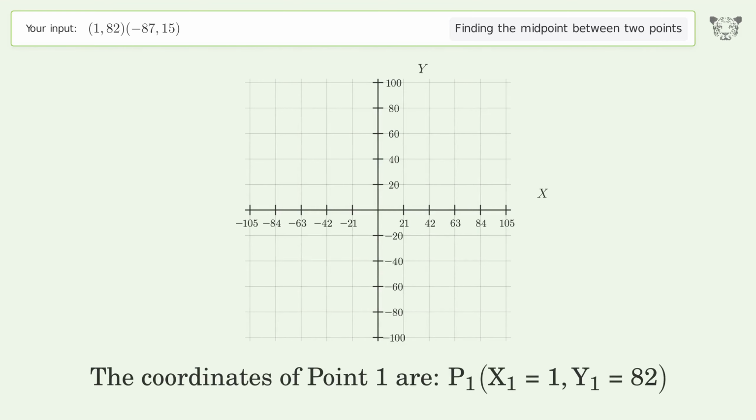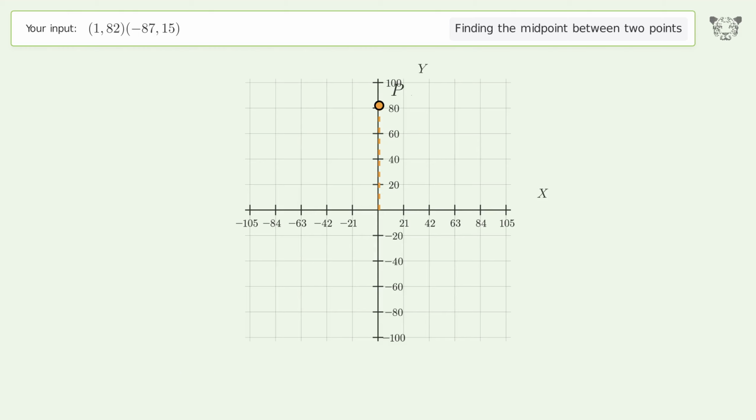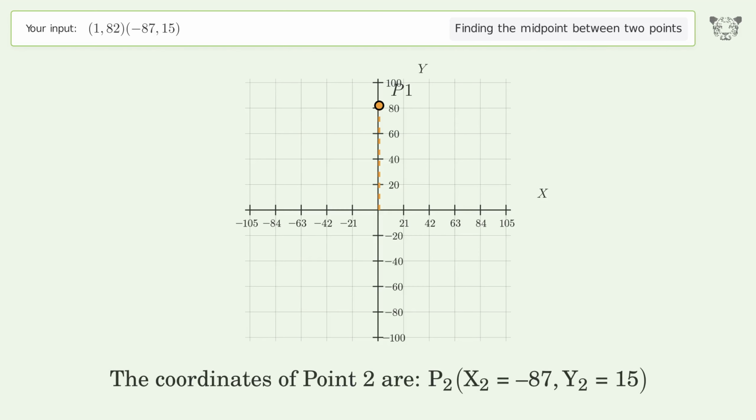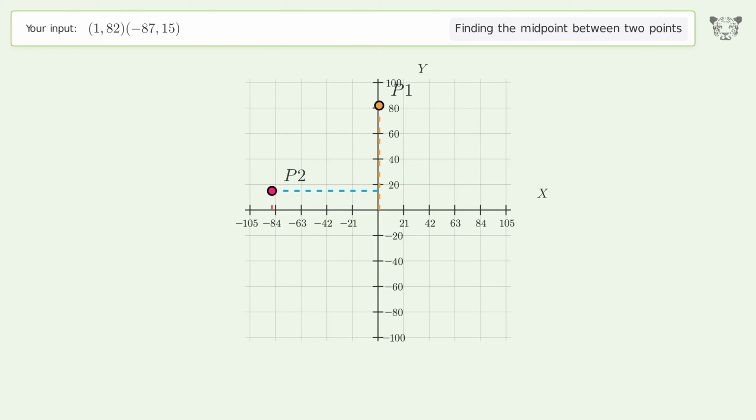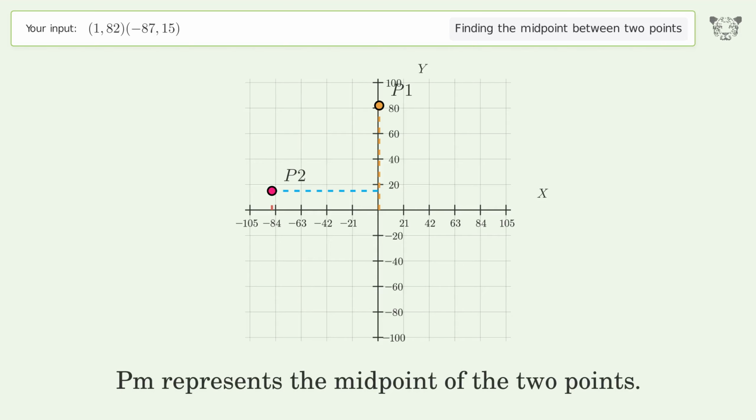The coordinates of point 1 are, x1 equals 1, y1 equals 82. The coordinates of point 2 are, x2 equals negative 87, y2 equals 15. PM represents the midpoint of the 2 points.